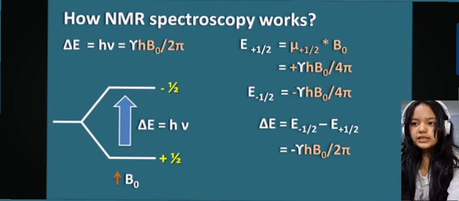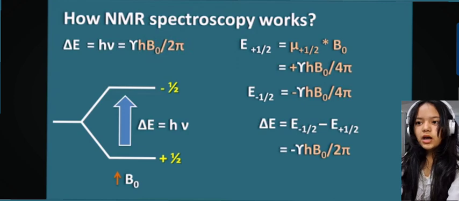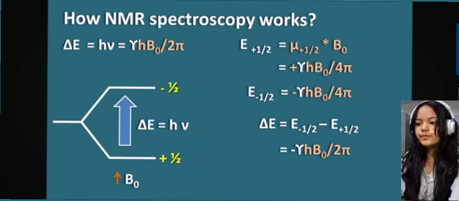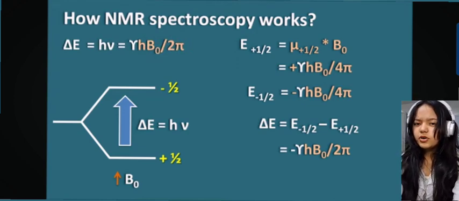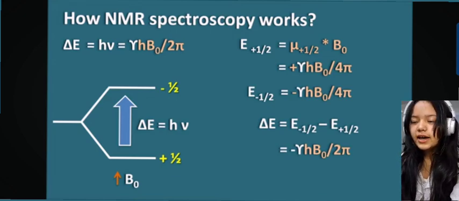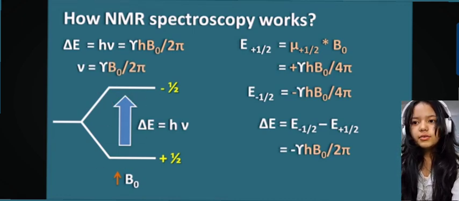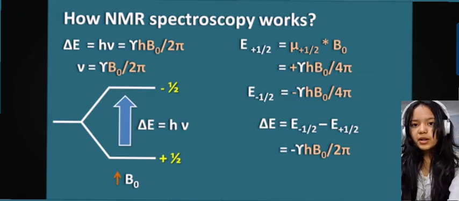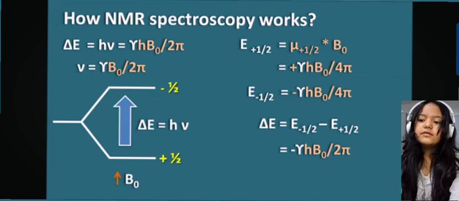So here the delta E is equal to h nu, which is equal to gamma h B naught by 2 pi. The sign is not important here because we are taking the magnitude, so the negative sign will not be considered. If we cancel the h from the equation, then nu is equal to gamma B naught by 2 pi, where nu is the frequency of the electromagnetic radiation we have to supply in order to observe the NMR signal.